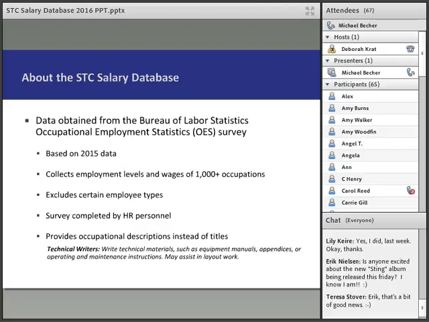What happens with the survey is essentially they send the survey out to about 1.2 million different companies, where they report back the data that they're requesting. So it's primarily just compensation data and employment data. They're asking what are people making and how many employees do you have for each of these different profession types. And they collect the employment levels and wages on over 1,000 occupations.